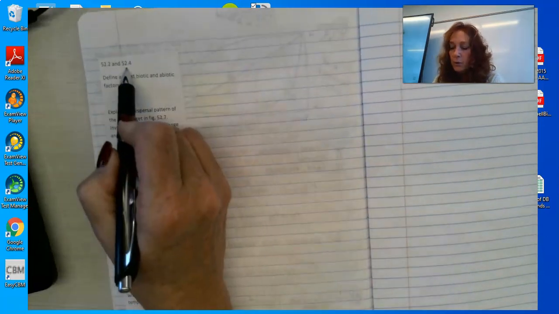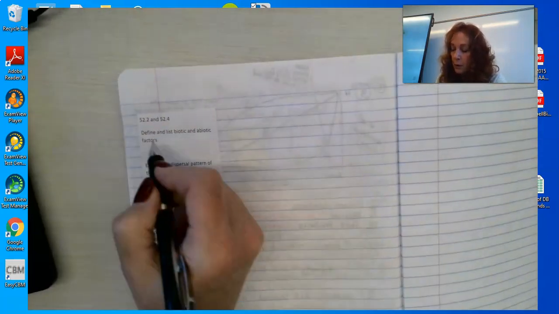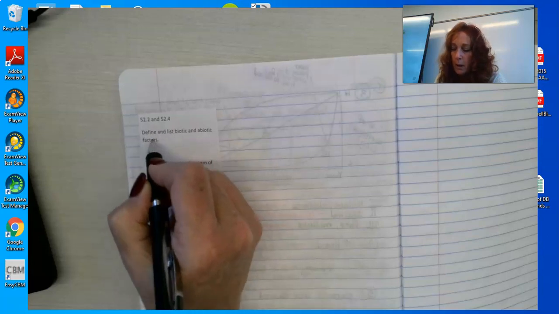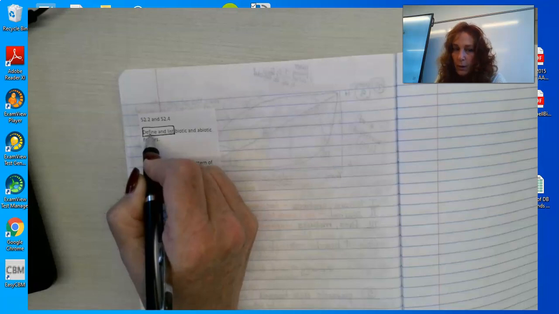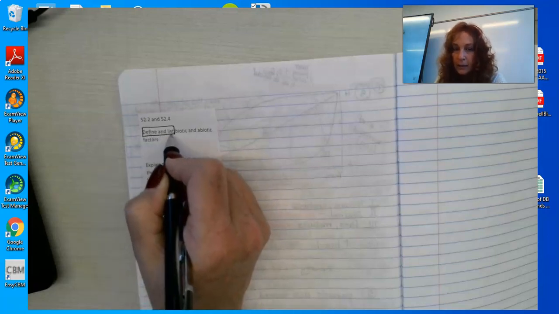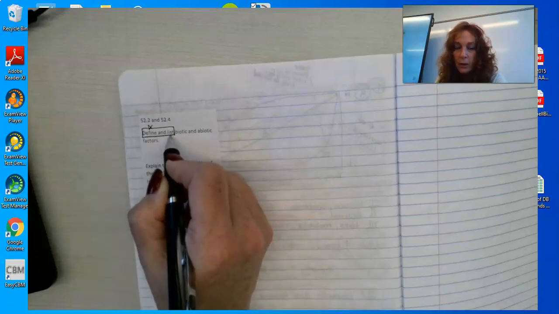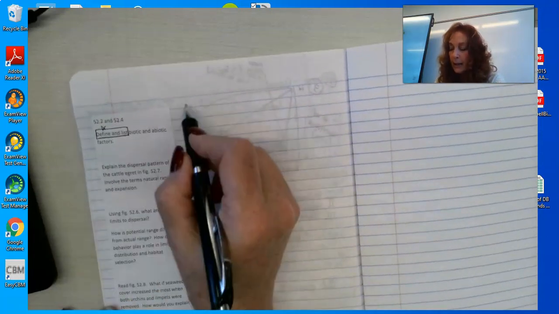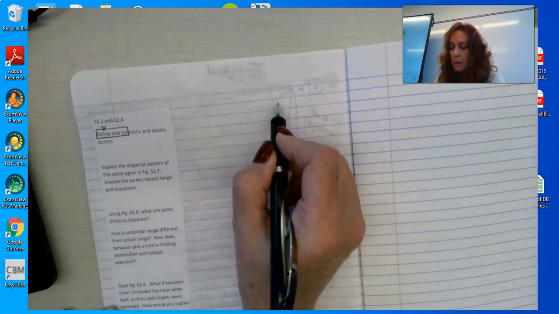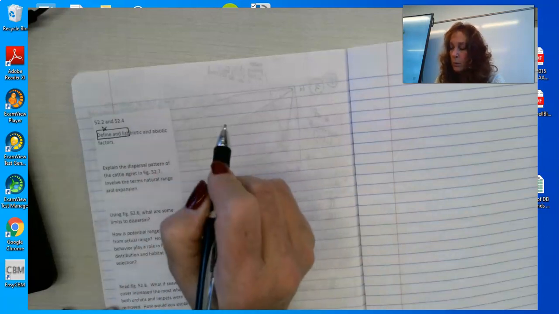So for 52.2 and 52.4, they're going to have two terms here that we don't use hardly at all. Whenever you're told to define, we know what a definition is. And a list, usually we're told to do one or the other. Define, we don't use much. List, they do every once in a while. If it just said list, you could make a sentence and state biotic factors are this, comma, this, comma, this. Like that's a list. You don't have to go and say what things are.